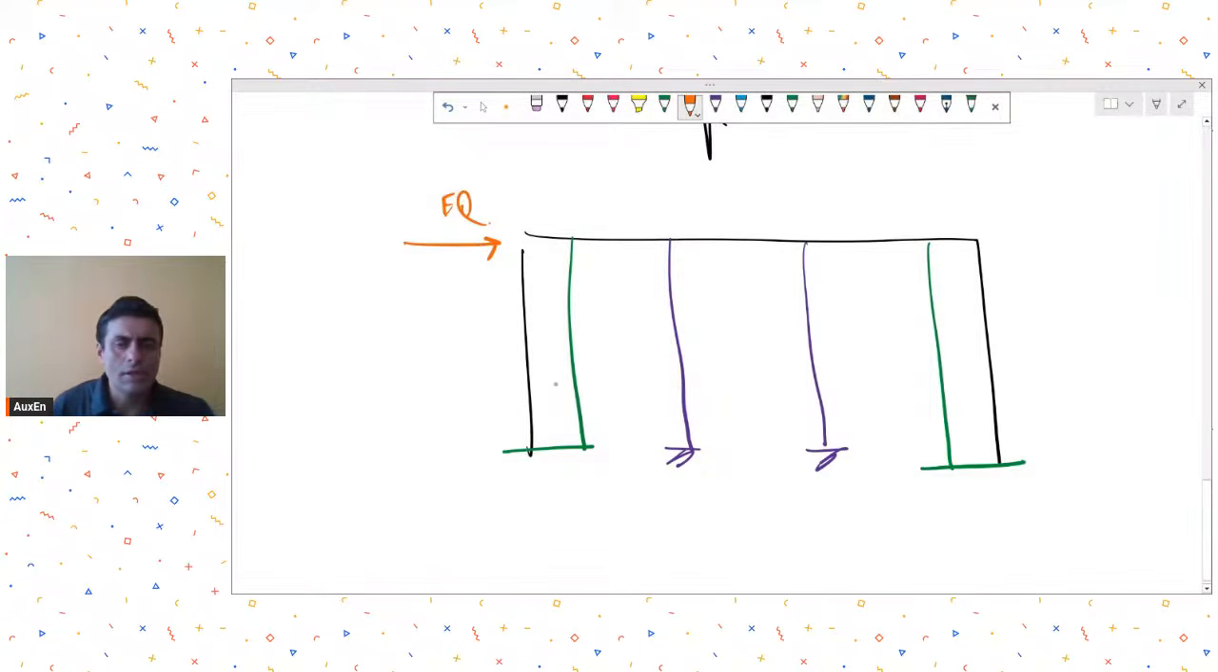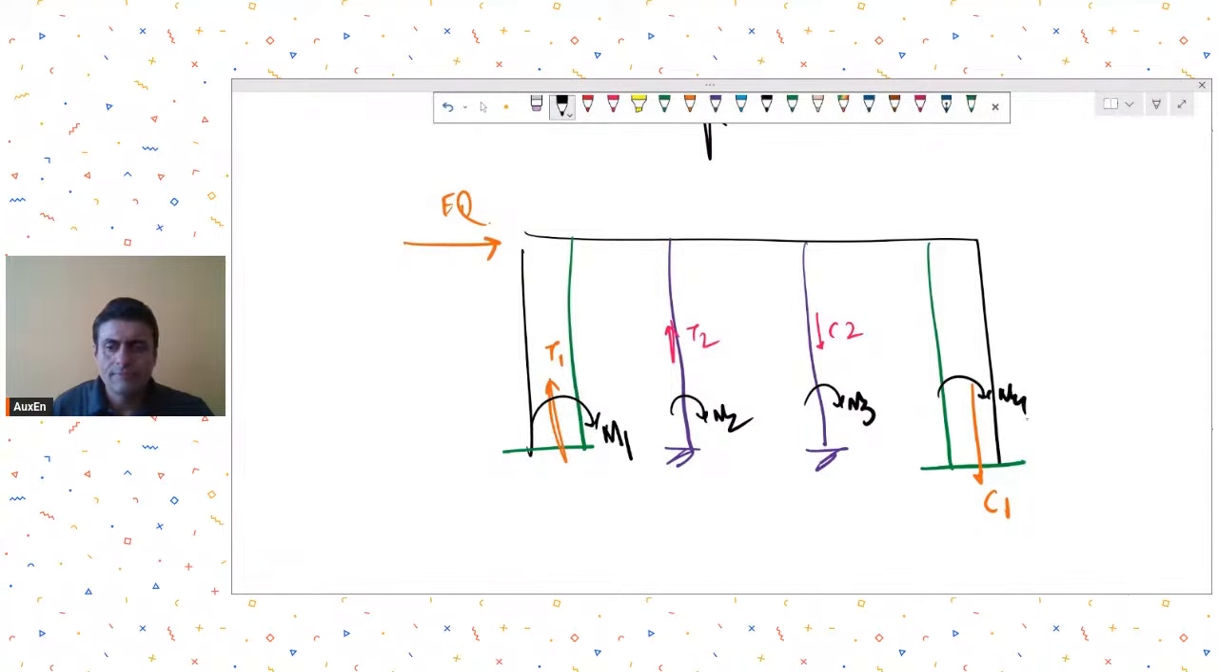So the earthquake load will transfer in two manners. One will be the tension compression couple, okay, and the other will be the moment. Let's say this is the moment that is created.